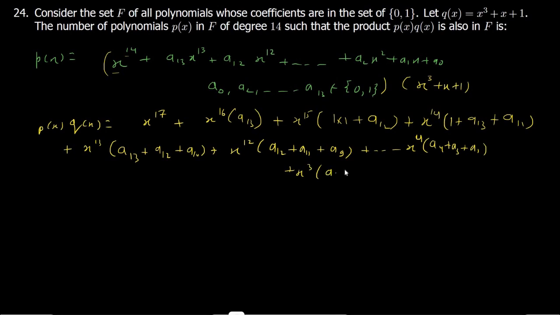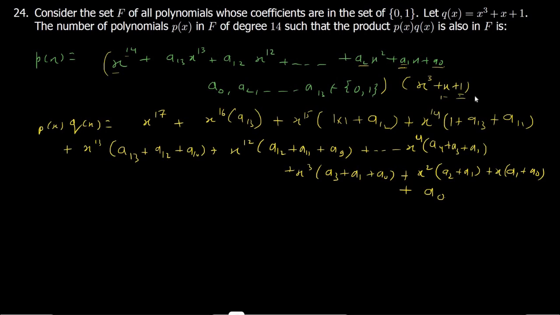Plus x cube, I will get a3 plus a1 plus a0, plus x square. How will I get x square? If and only if I am multiplying a2 with 1 or a1 with 1. So I will get a2 plus a1, plus x, the only coefficient will be a1 plus a0 actually. A1 plus a0, and plus the constant term will simply be a0.